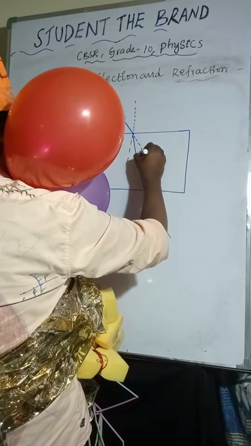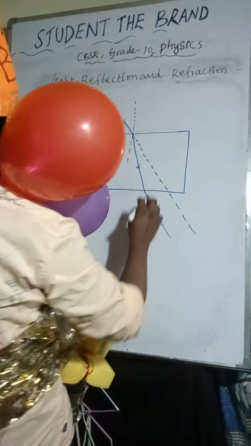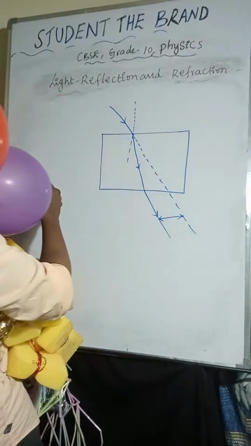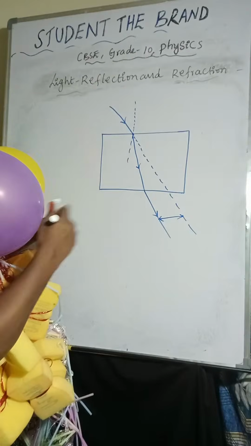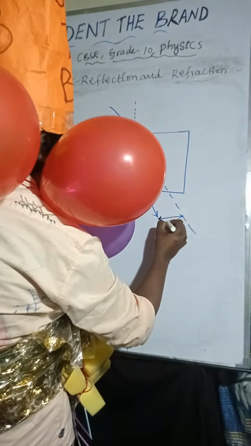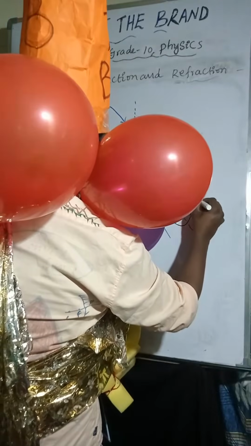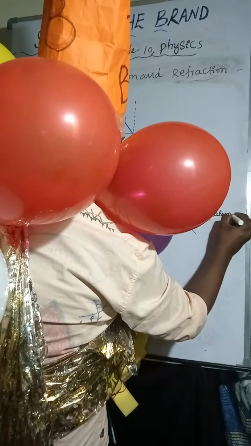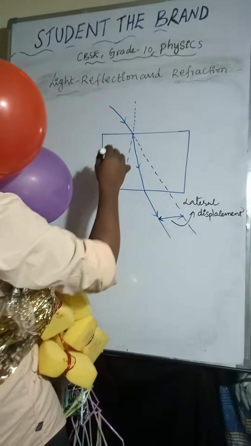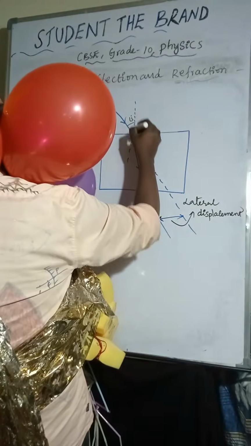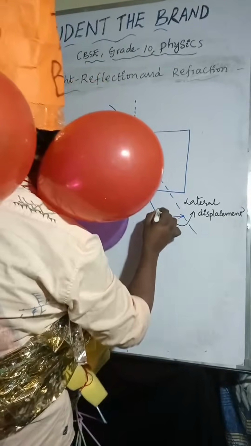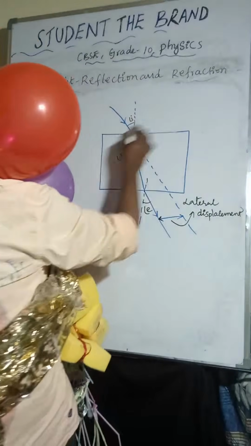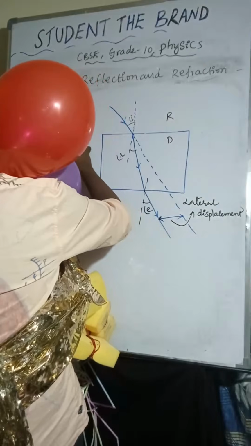If you extend these light rays, here this is called lateral displacement. Lateral displacement. The angle between incident ray and normal is the angle of incidence, the angle between refracted ray and normal line is the angle of refraction, and the angle of emergence. Glass slab: rarer medium, denser medium, glass slab.